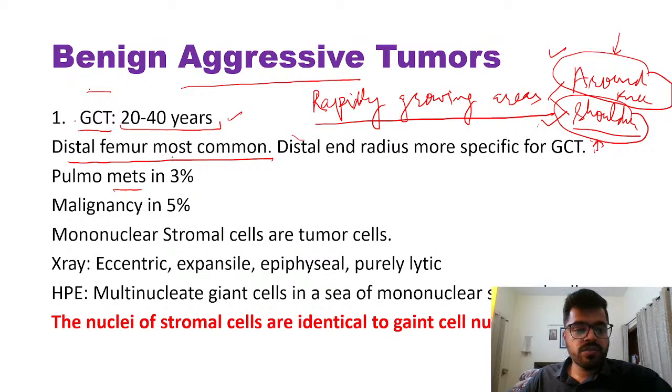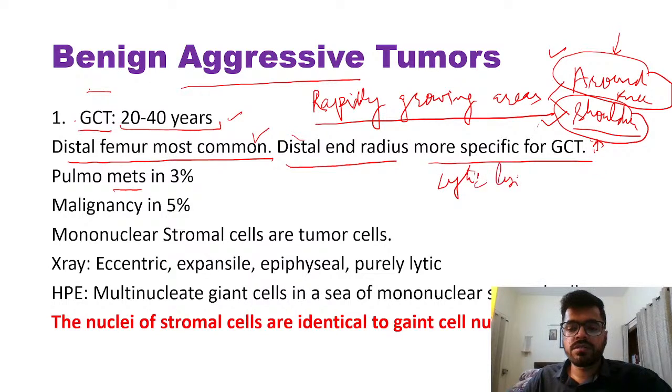So distal femur is the most common site for GCT, but the distal radius is more specific for GCT. Like if an X-ray is shown with a lytic lesion in distal radius, you should think about GCT as your first differential. So pulmonary metastasis is seen in 3% of the cases of GCT. Although it is a benign tumor, still there is pulmonary metastasis in 3% cases, and malignant transformation can occur in up to 5% cases.